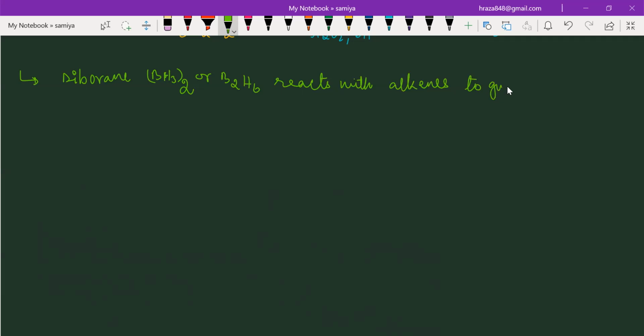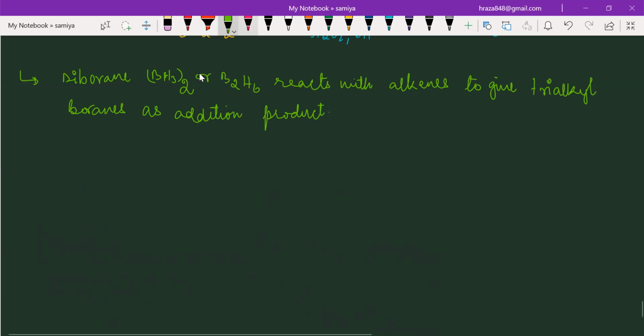alkenes to give trialkyl boranes as addition product. It will give trialkyl borane. So in the last step, you have seen CH3, CH2, CH2, whole thrice B, that is trialkyl borane. And basically we used hydrogen peroxide to oxidize that.